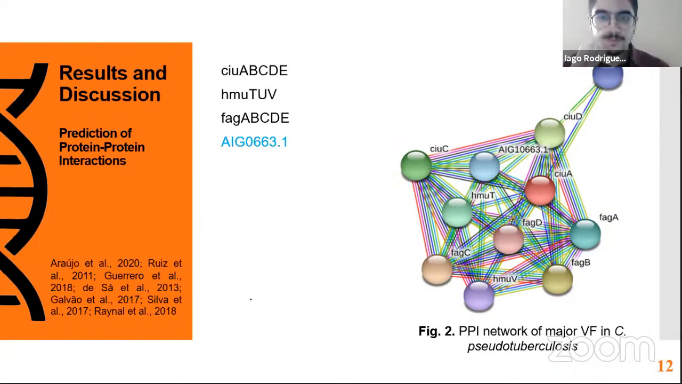but we can note through this methodology some experimentally proved interactions through data reported in the literature. For example, the interaction between CIU ABCD and FAG ABCD gene clusters. This was already previously proved experimentally, but our study is in agreement with this in silico and suggests an additional role of HMU TUV in the regulation of this pathogenic mechanism too. So the identification of associations between pathogenic proteins is directly related to their roles. That's what we are trying to find here.